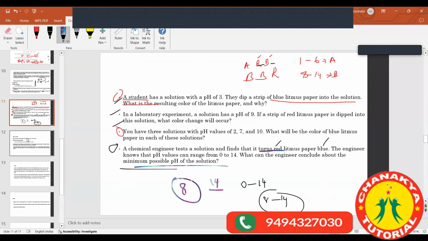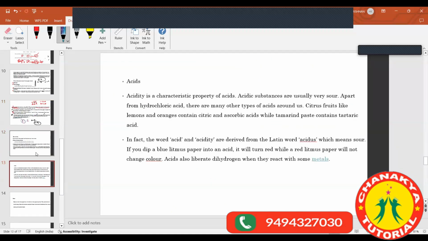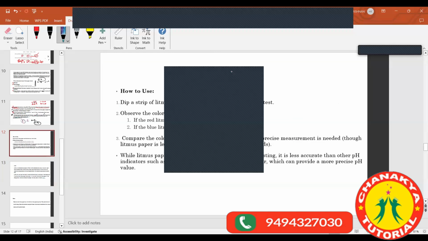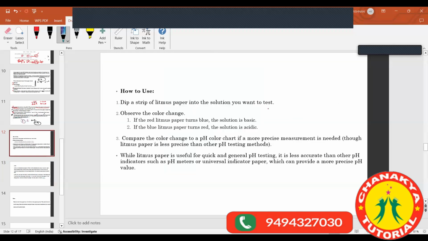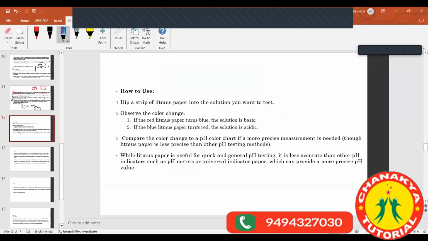Ma'am, I learned this chapter not in depth, just a little bit of this chapter in grade 6. It was our topic. So what is the process basically? Dip a strip of litmus paper into the solution you want to test. Observe the color change. If the red litmus paper turns blue, the solution is basic. If the blue litmus paper turns red, the solution is acidic. We know this. Compare the color change to a pH color chart if a more precise measurement is needed.